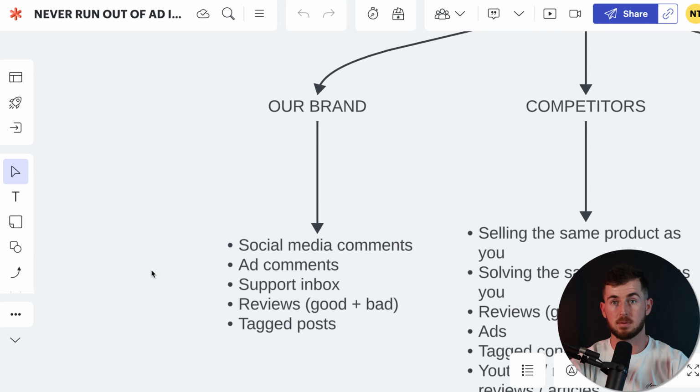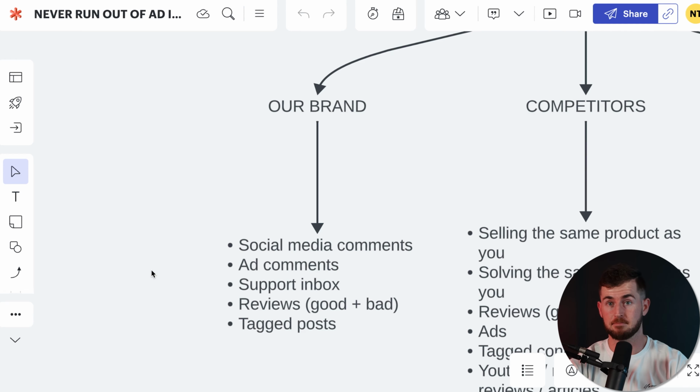Support inbox, whether people message you, whether people DM you on Instagram, whether people DM you on Twitter, just any type of support questions, comments, concerns, things like that people are asking. We use that for inspiration for ad ideas as well, especially if it's a common question people are asking. We want to be able to address that with an ad.